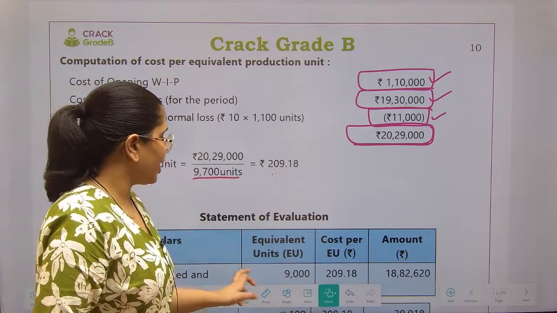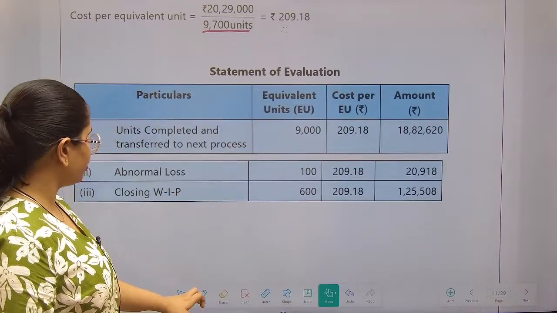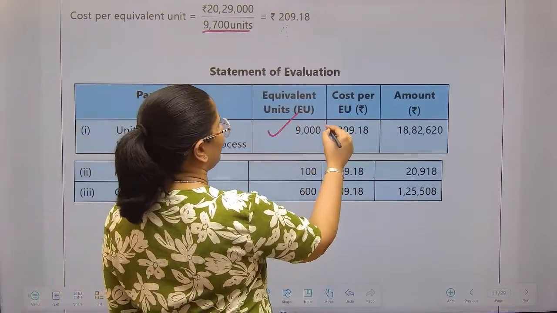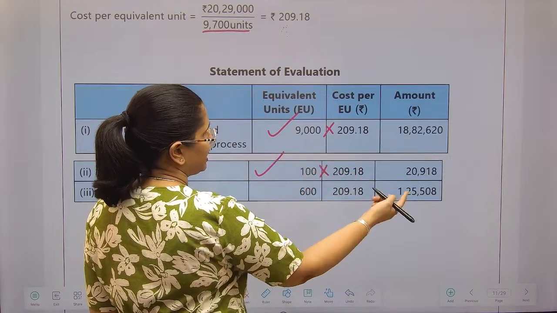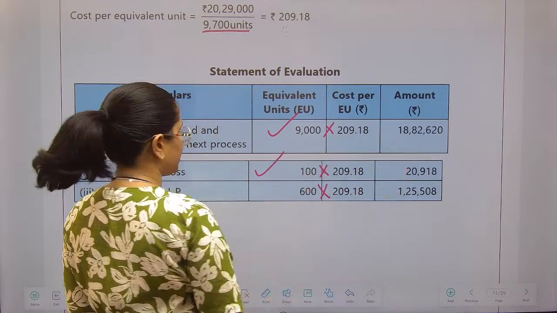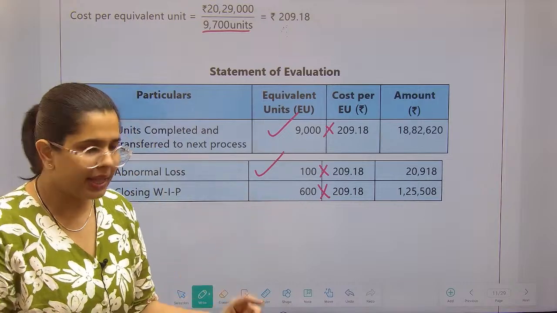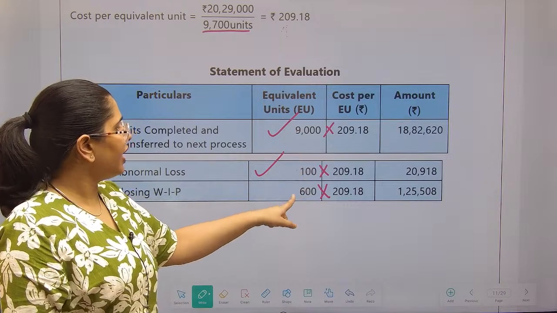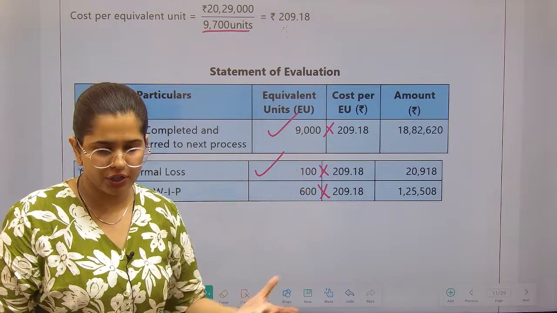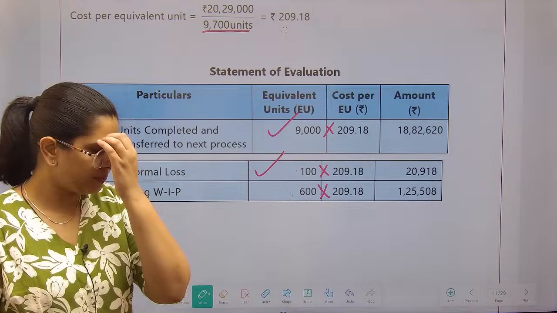Now I can do valuation very simply. My finished units were 9,000. Just multiply it with 209. You get the answer. My abnormal loss is 100. Multiply it. You get the answer. And closing WIP is 600. Remember that when we find out the cost, always use the equivalent units, not the original unit of 800, right?